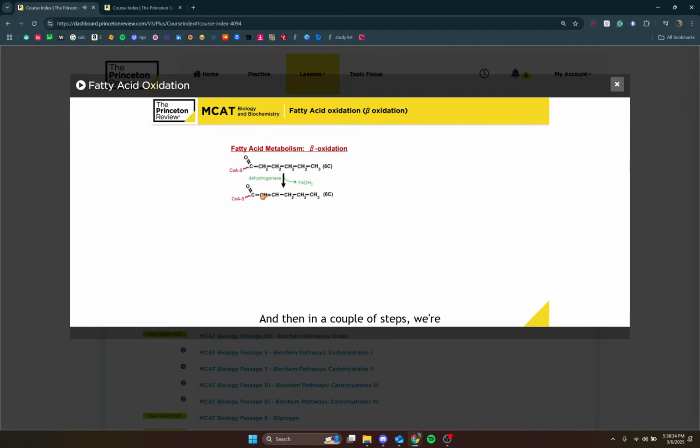And then in a couple of steps, we're going to do another oxidation, this time on this carbon, essentially attaching an oxygen here, much like our double-bonded oxygen here. So I'm just going to draw that in right now. Of course, we're going to get rid of this double bond. And because we are doing another oxidation, we're going to have to reduce something again.